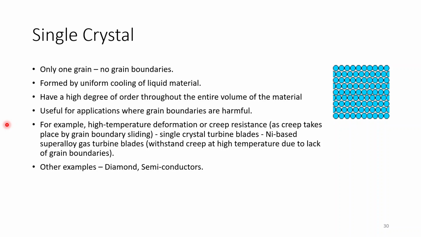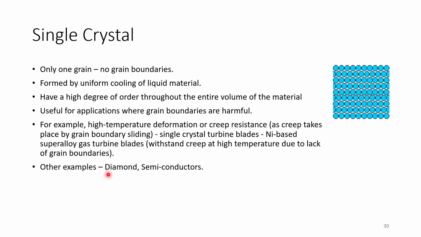And single crystal turbine blades, nickel based superalloy gas turbine blades, can withstand creep at high temperature due to lack of grain boundaries. At higher temperatures, grain boundaries provide higher diffusion, so that can be detrimental to the material at higher temperatures.